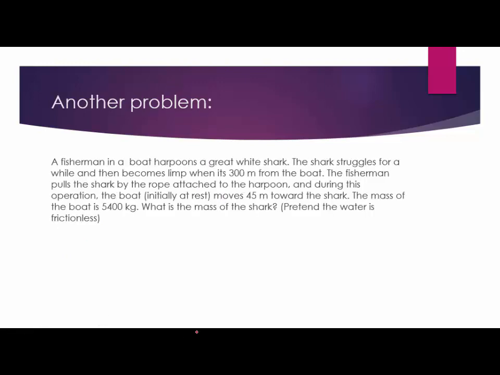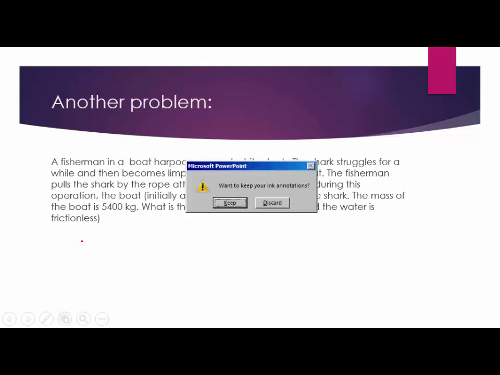This one is a little more complicated because now the objects are going to be moving, but it's still not so bad. We have a fisherman in a boat, and he catches a great white shark that becomes limp when it's 300 meters from the boat. The fisherman pulls the shark toward the boat attached to the harpoon, and during this operation the boat, which is initially at rest, moves 45 meters toward the shark. The mass of the boat is 5,400 kilograms. What is the mass of the shark? We're going to pretend that the water is frictionless in this example because it makes things super easy.